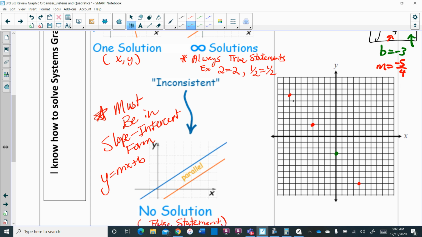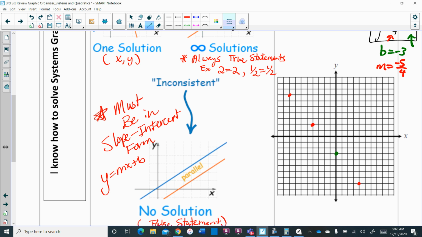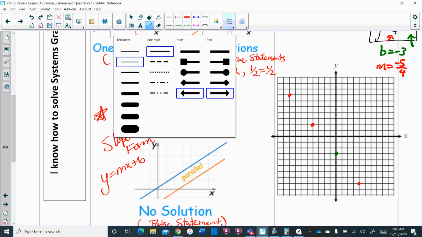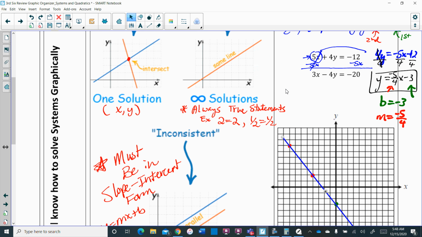All right, so now I'm going to use my line tool, but you would need to use your straight edge, your ruler, to draw that line. I'm just trying to speed up the process here a little bit. So this line should be blue because this is the first equation I'm doing. All right, so we have a line through those points, like such. And let me fix this just a little bit. So it's going through. There we go.